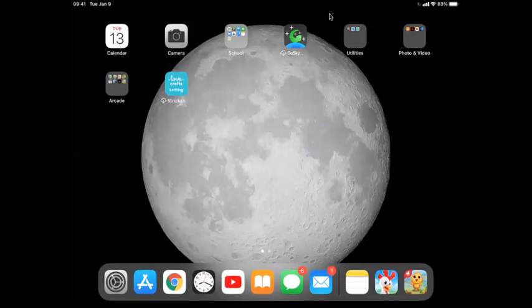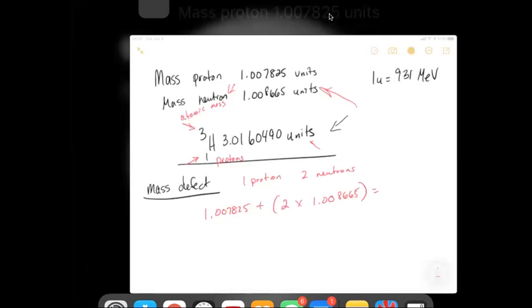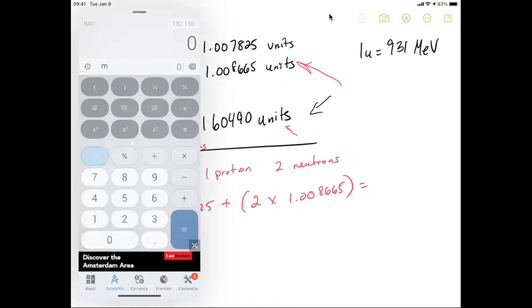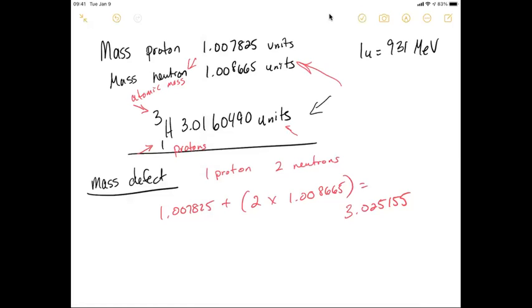Where is that? Yeah, up here. Okay, so go back here and then whoop, bring it over there. So we have, crap, now it's covered. We have 1.007825 plus 2 times 1.008665, and we get 3.025155. Okay, so that is the calculated mass of the tritium isotope of hydrogen.